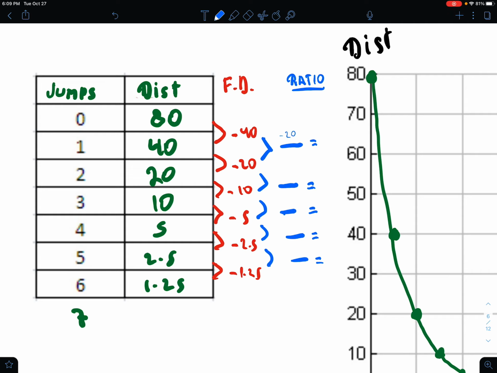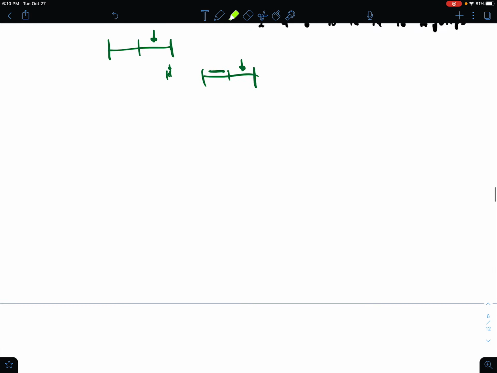So this would be minus 20 divided by minus 40, and that's positive 0.5. The next one is minus 10 divided by minus 20, and that's also 0.5. And the next one is minus 5 divided by minus 10, that's also positive 0.5, and so on. You get the point. Negative 2.5 divided by minus 5 is 0.5, and negative 1.25 divided by negative 2.5 is also 0.5. Because the ratios were all the same, we know that this relationship is actually an exponential function.